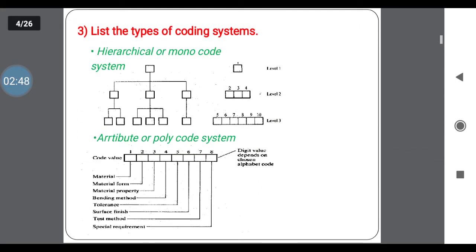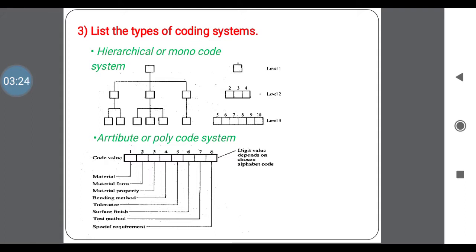The next question is: list the types of coding systems, or what are the types of coding systems? Here you have three types. First one is the hierarchical or monocode system. You may see in this block diagram, it consists of three levels: level 1, level 2 and level 3. In the first level the code is 1. In the second level that is distributed into more than two. Again in the third level, each distributed level is again divided into a number of codes. Means in one code we have a number of digits or alphabets. That type of coding is a hierarchical or monocode system.